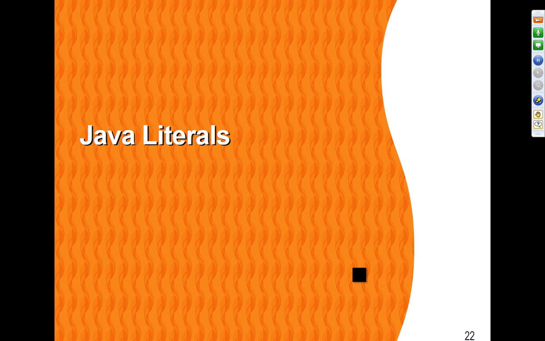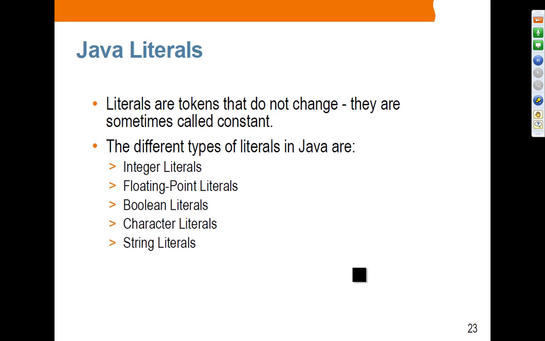Okay, so let's move on to Java literals. You can think of Java literals as constants, constant values. So literals are tokens that do not change. They are constant values. There are different types of literals in Java, for example, integer literals, floating point literals, Boolean literals, character literals, and string literals. So let's see examples of these literals.